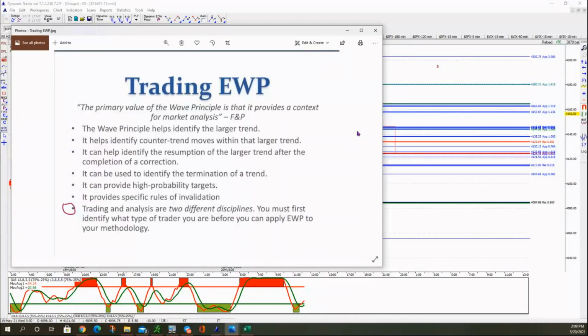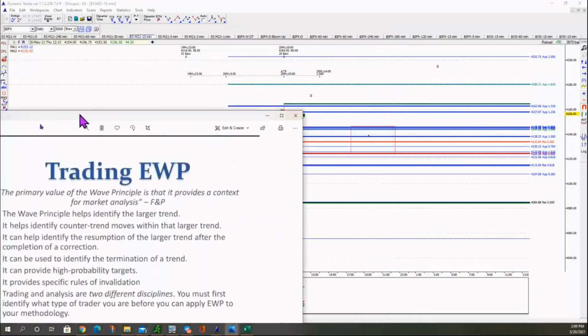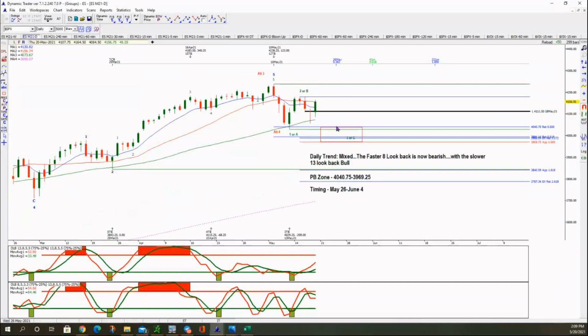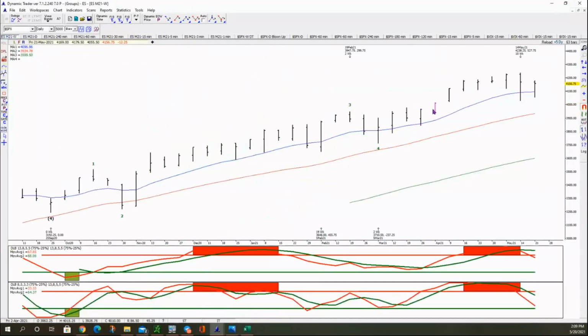So the Elliott wave principle helps us to identify larger trends. And today, this is a larger trend we're in right here. Now, it all depends on what time frame you're in, because you can go back over here in a weekly chart, and I really can't say what the larger trend is over here, or even on a weekly over here.